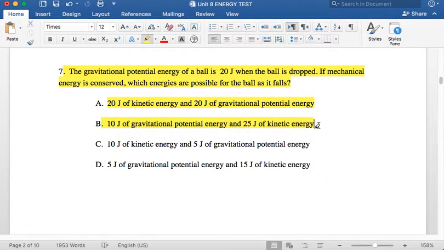B. 10 J of gravitational potential energy and 25 J of kinetic energy. C. 10 J of kinetic energy and 5 J of gravitational potential energy. Or D. 5 J of gravitational potential energy and 15 J of kinetic energy.